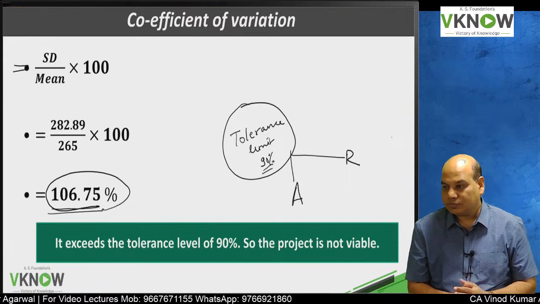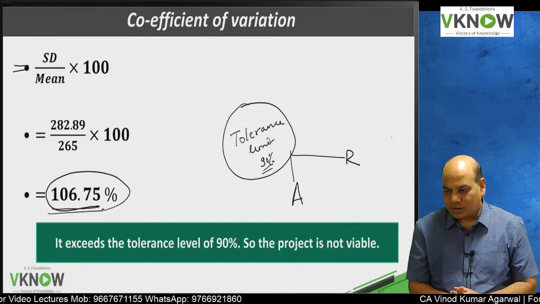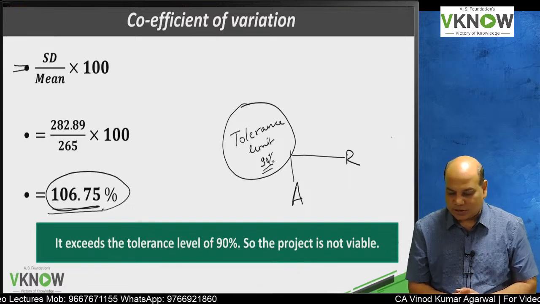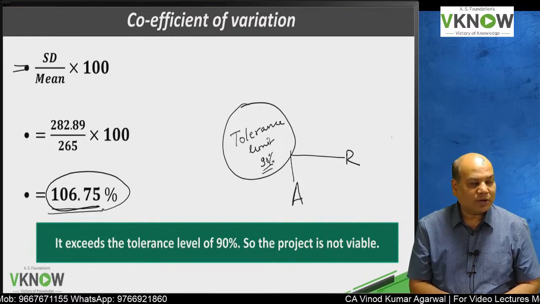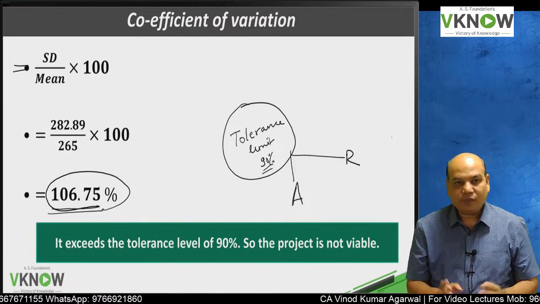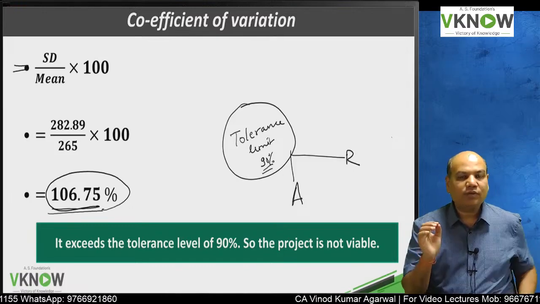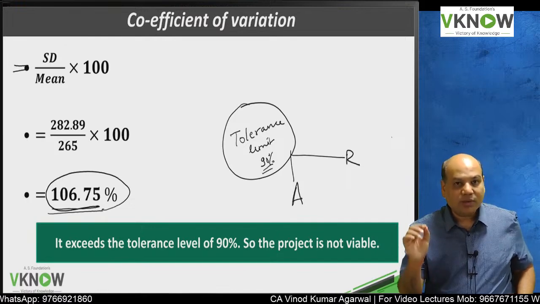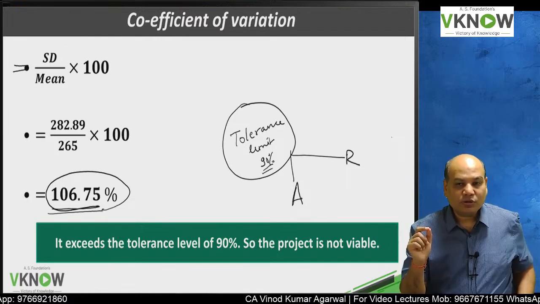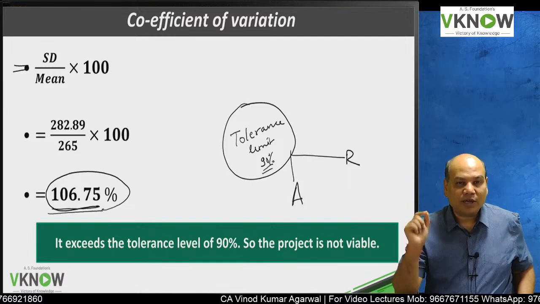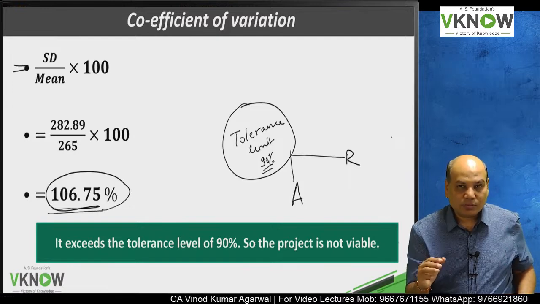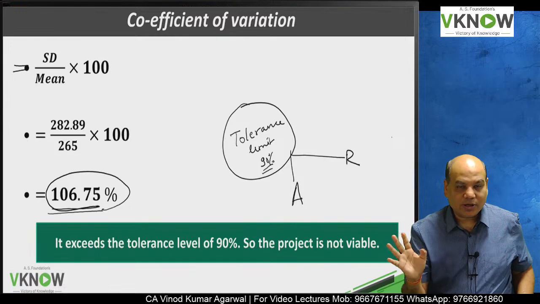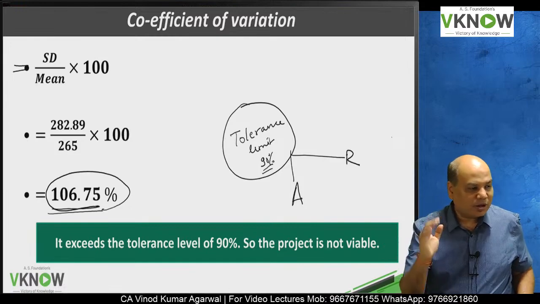Write down below: it exceeds the tolerance level of 90%. So the project is not viable, if you are applying coefficient of variation for decision making. But this time there is one more question. You also have to check the probability of NPV less than 0. If that is more than 40%, then it will be rejected. But if it is less than 40%, it will be accepted.